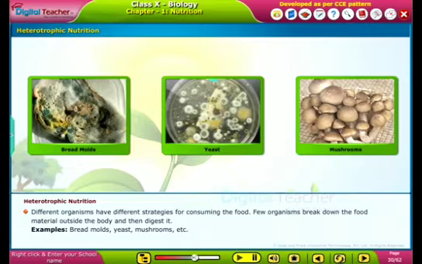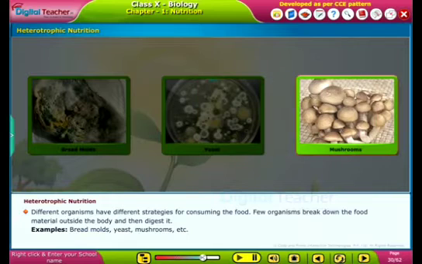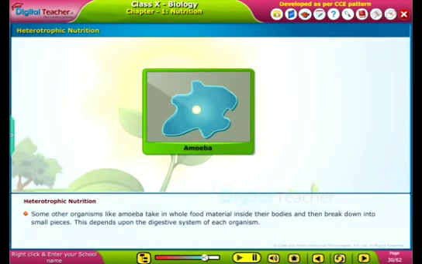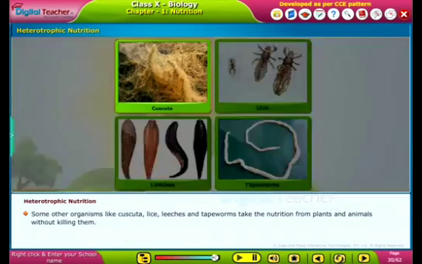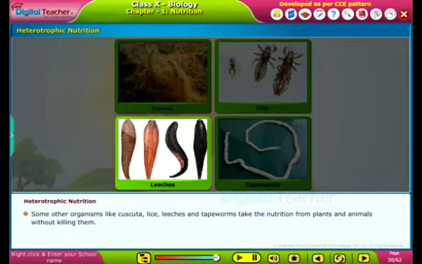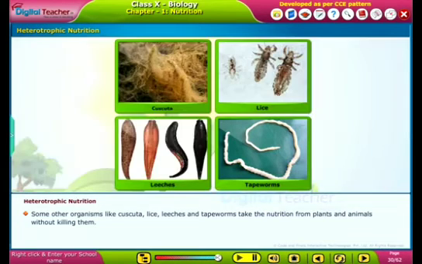Different organisms have different strategies for consuming food. Few organisms break down the food material outside the body and then digest it. Examples: bread molds, yeast, mushrooms, etc. Some other organisms like amoeba take in whole food material inside their bodies and then break it down into small pieces. This depends upon the digestive system of each organism. Some other organisms like cuscuta, lice, leeches and tapeworms take the nutrition from plants and animals without killing them. Let us learn how organisms obtain their nutrition.